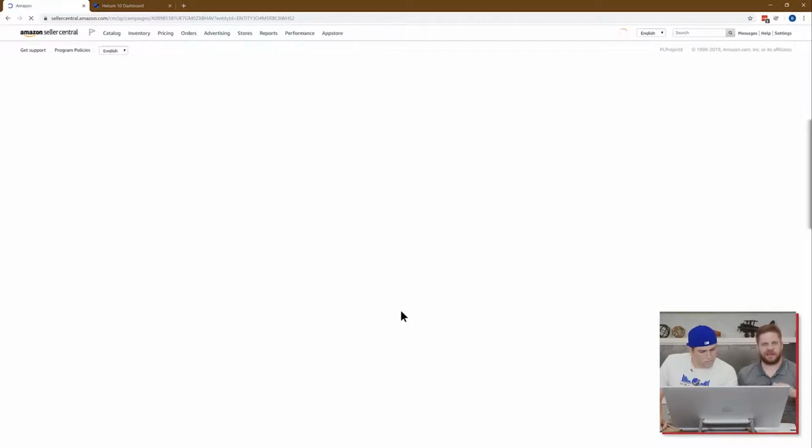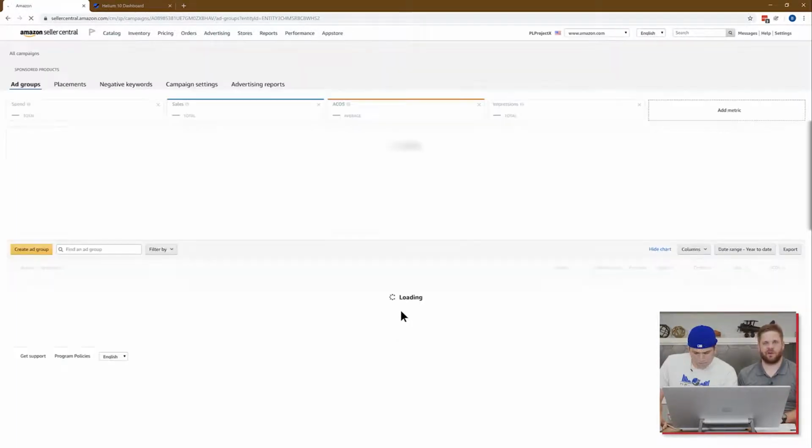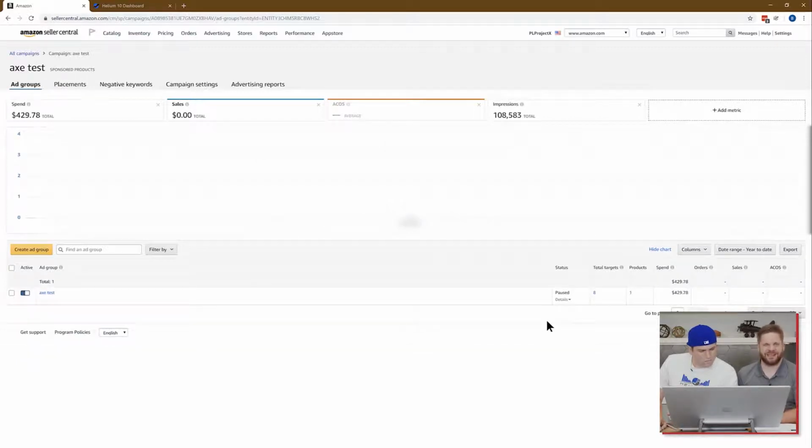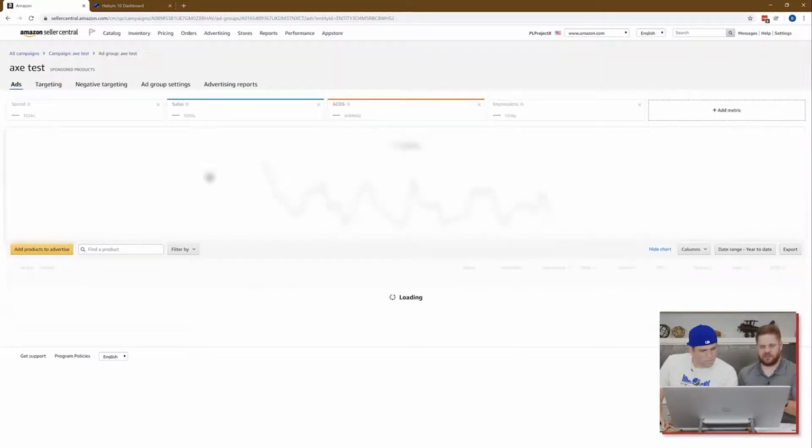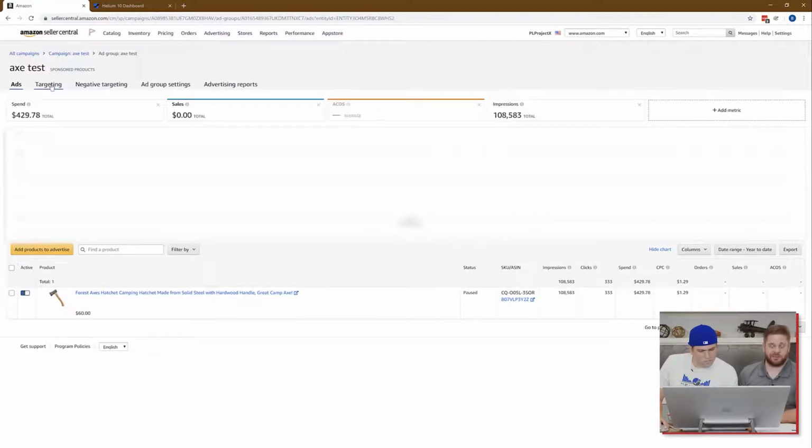And remember, you can organize these as many different ways as you want to. We just did it very simply. You can organize it however is best for you. Click this ad test again, and then go to the top of the screen and hit targeting. You've seen us do this before. This is where we entered our keywords.